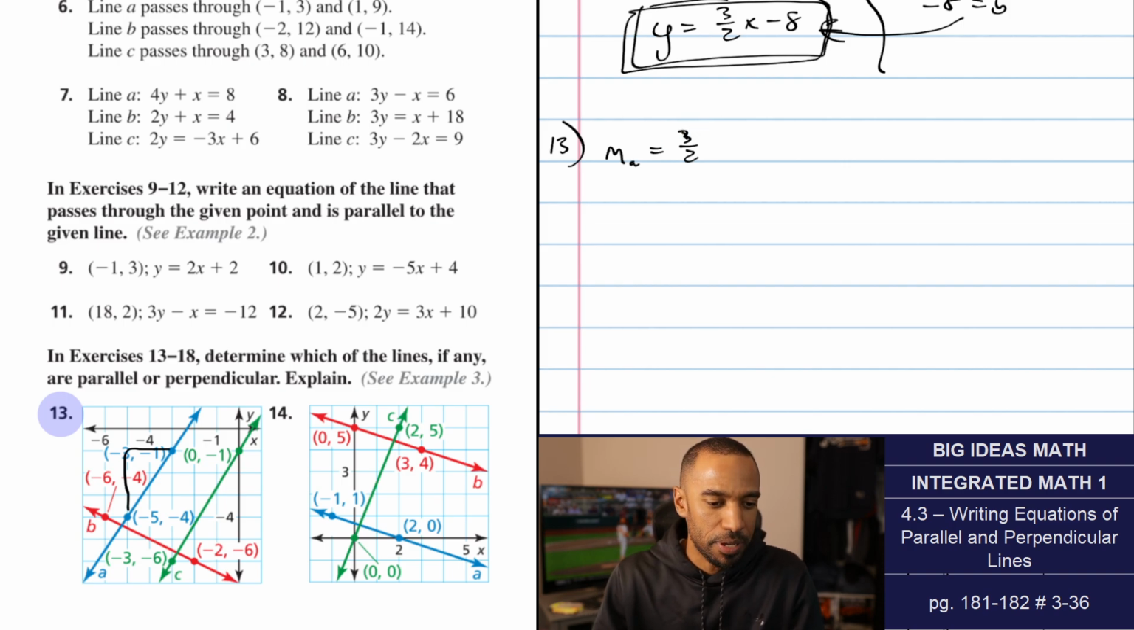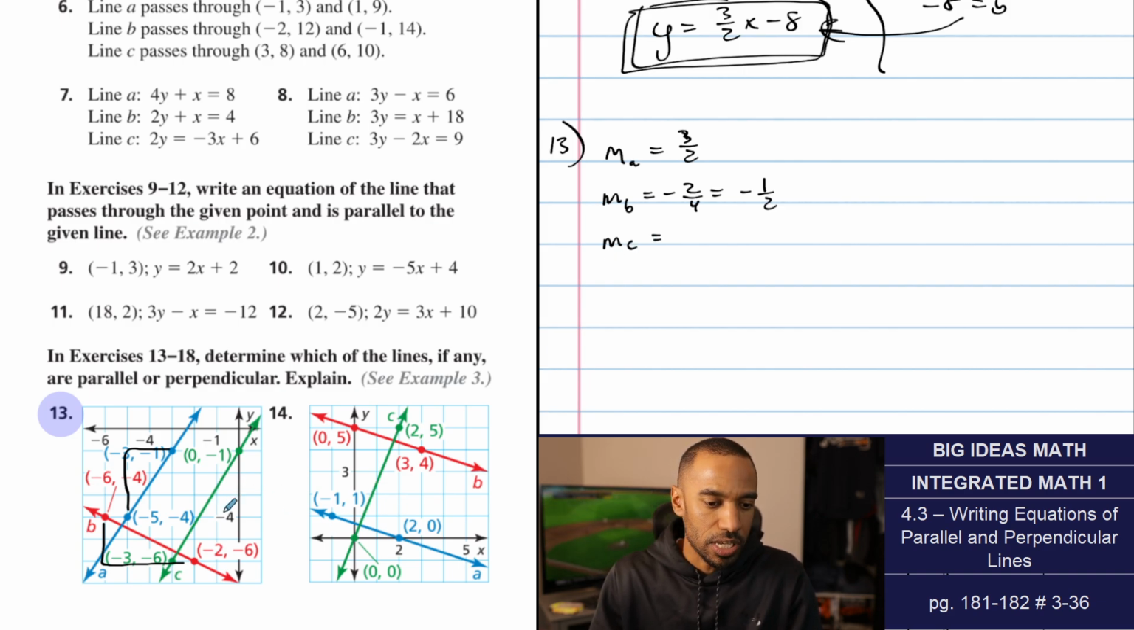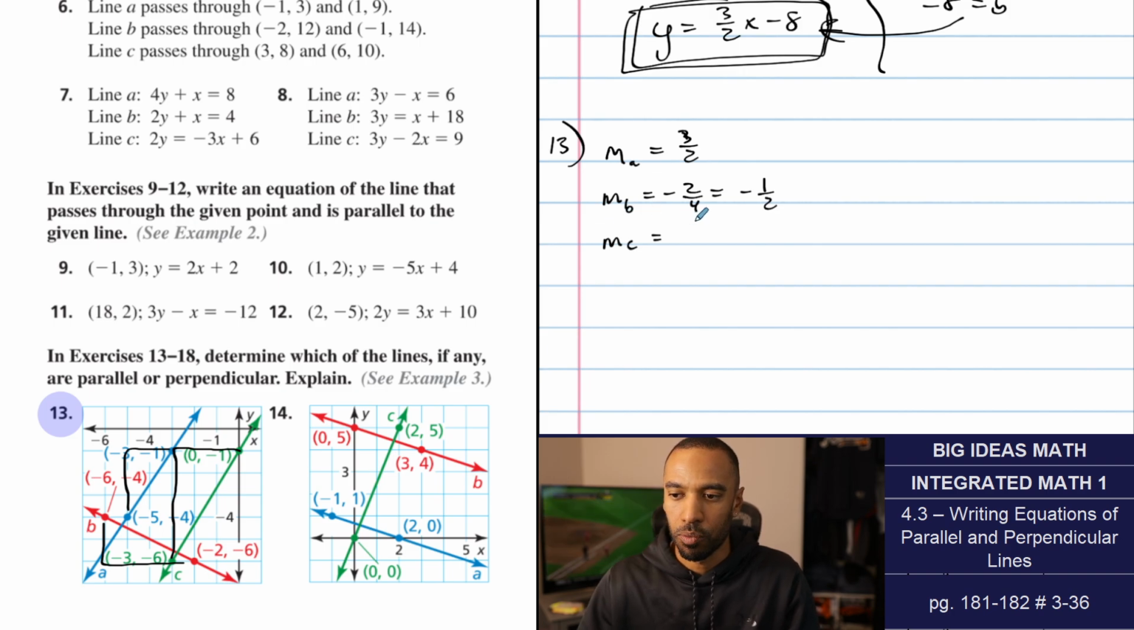The slope of line B is this one here. That's down 2 and right 1, 2, 3, 4. So the slope of line B is -2/4, which you must reduce, -1/2. Slope of line C goes up 1, 2, 3, 4, 5, right 1, 2, 3. Up 5, right 3.